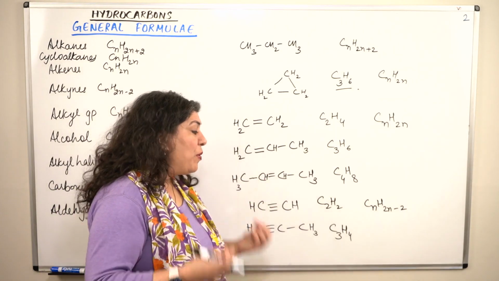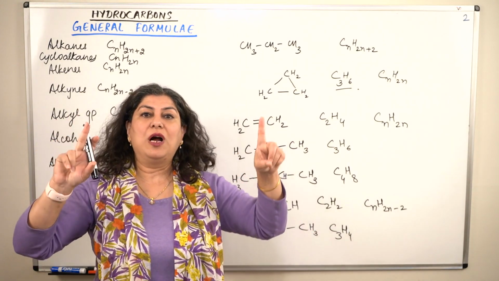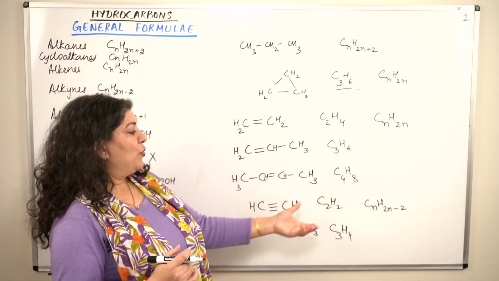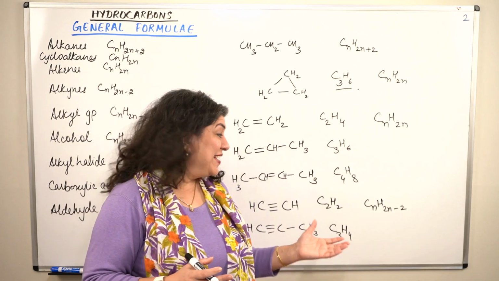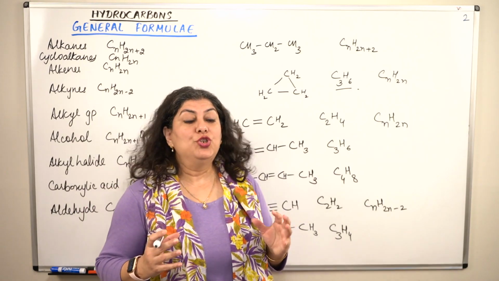And with every multiple bond that comes in, those 2 carbons which are joining together will lose 2 hydrogens. And that is why the general formula will change. Right? Isn't this interesting?